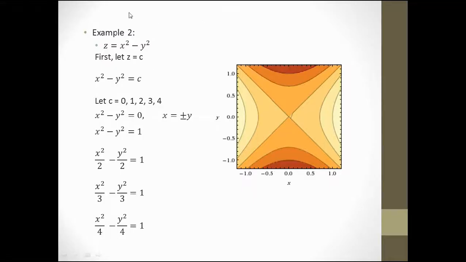So here's another example. Given here is the equation z equals x squared minus y squared. To find the level curve, we first let z equal some value c. So let c equal 0, 1, 2, 3 and 4. So we'll get this set of equations. And when we graph it together, we'll get something that looks like this.